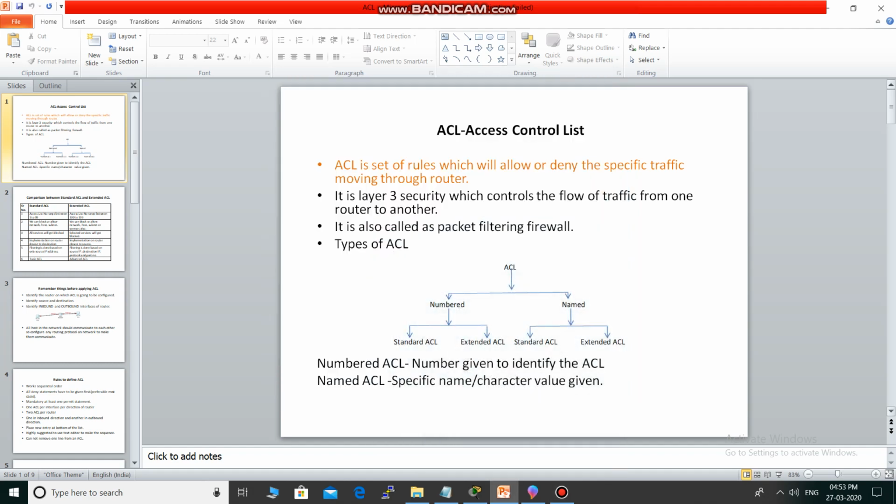Let's start with access control list. Access control list is the set of rules which will allow or deny the specific traffic moving through a router. ACLs are required to provide security at layer 3. So ACL will control the flow of traffic from one router to another router. Basically, ACLs are also called a packet filtering firewall.